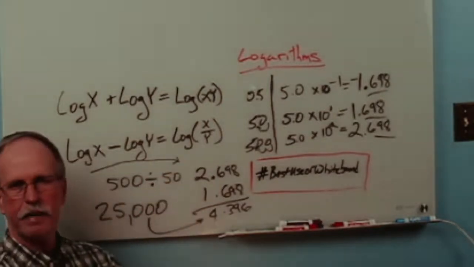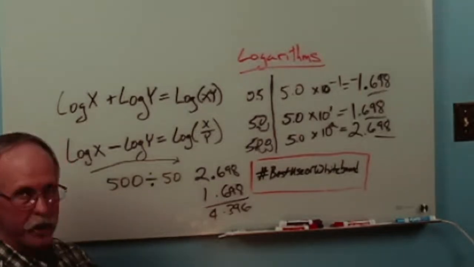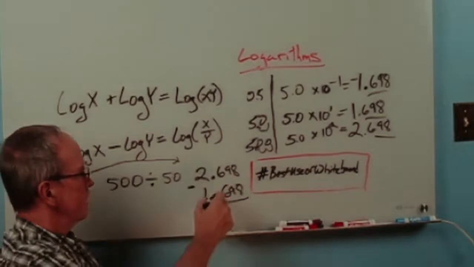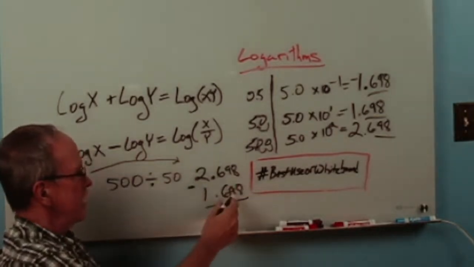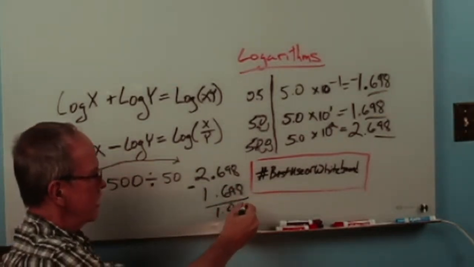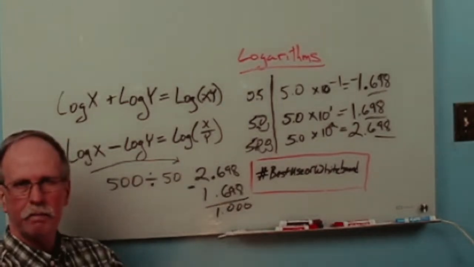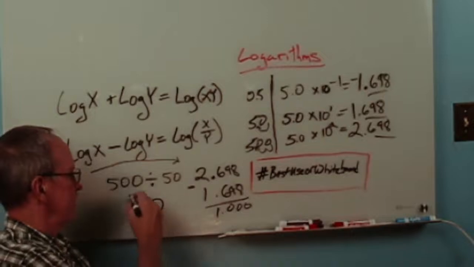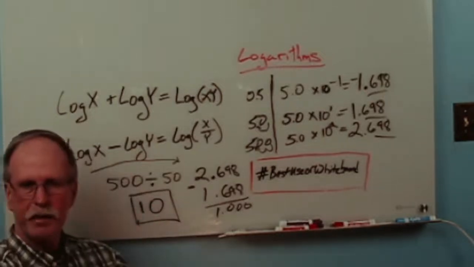Let's divide 500 by 50. What are we going to do differently here? We're going to subtract them. 2.698 minus 1.698 equals 1.00. In base 10, what's the log of 1.00? It's 10. See how easy that works out?